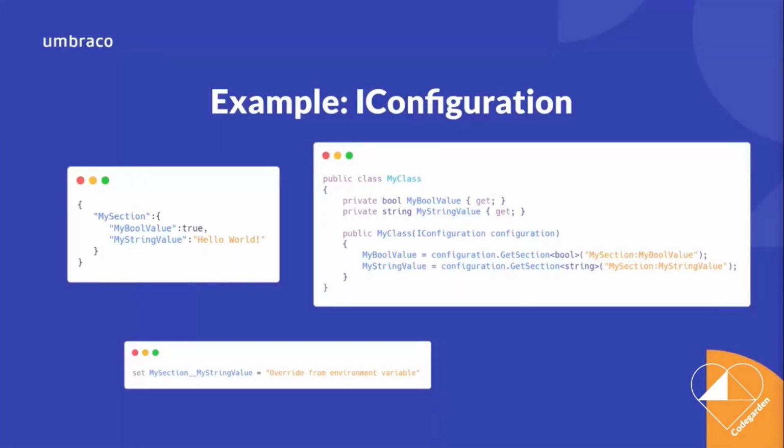On the right side, we have a class with two properties. We can inject IConfiguration into the class and call GetSection to read values. The type can also be specified as a generic value, and the key to the configuration will also be needed. Here, the sections are separated by a colon. Using the default sources and priorities, the values will end up being MyBoolValue true, and MyStringValue "override from environment variable".